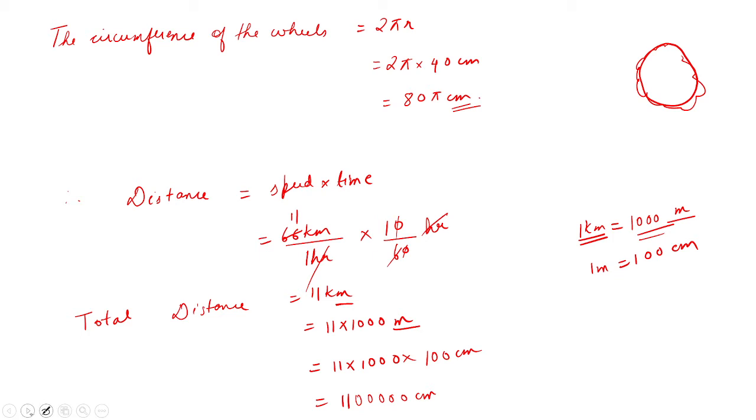Now we already know the circumference of the wheel. Just pay attention to this. What is the meaning of this? The circumference of a wheel is the same thing as the distance covered in one revolution. Clear? What is the meaning of this?